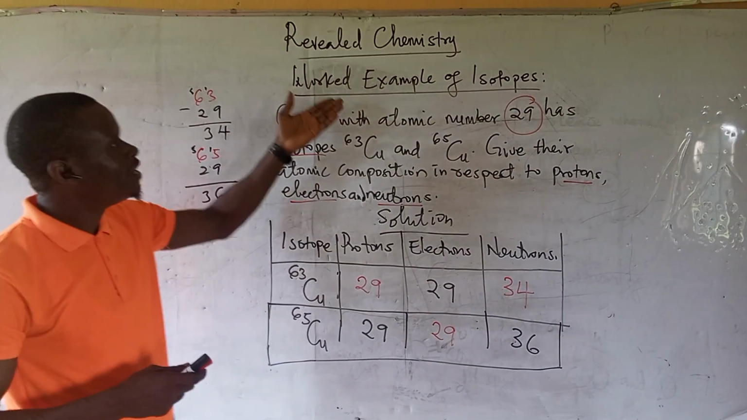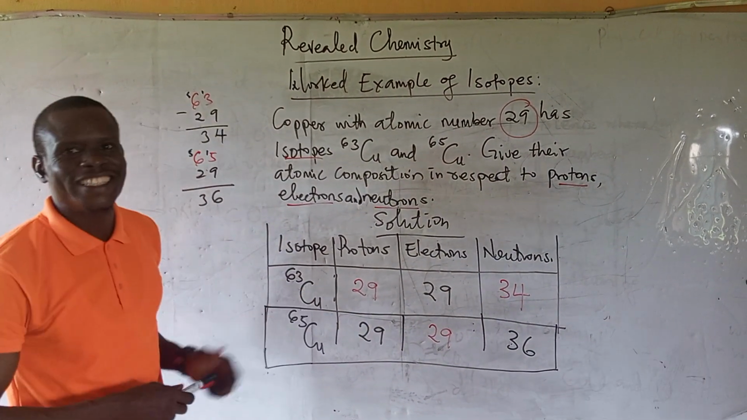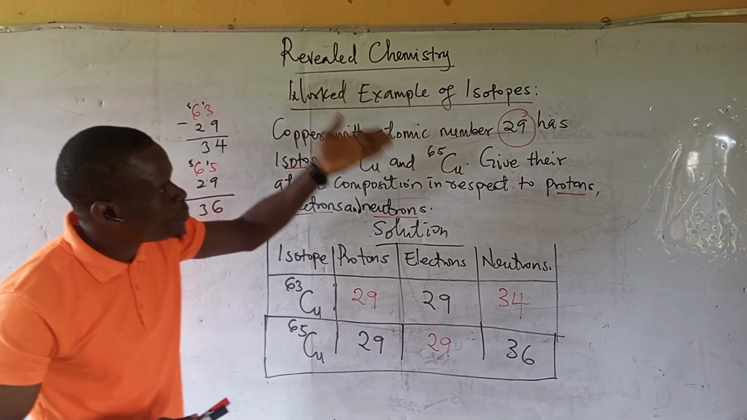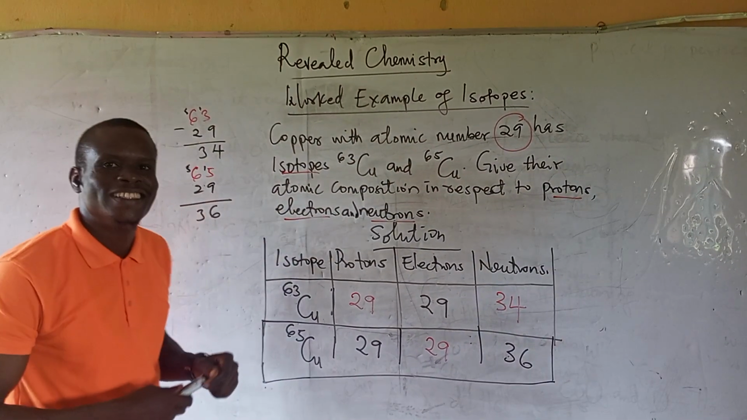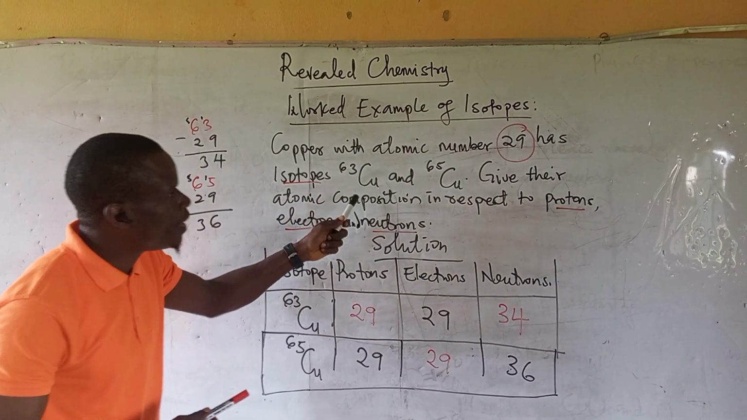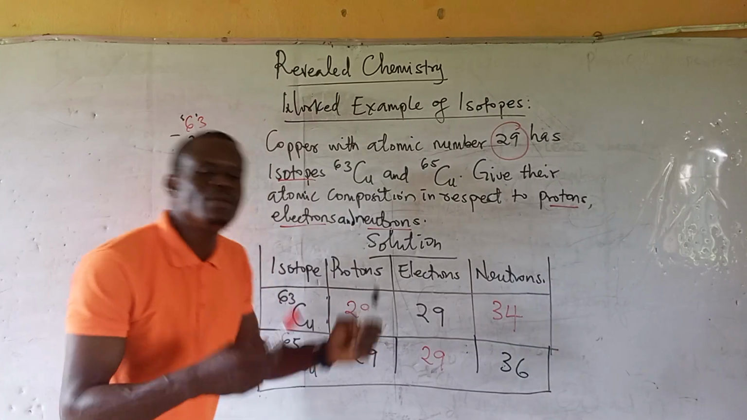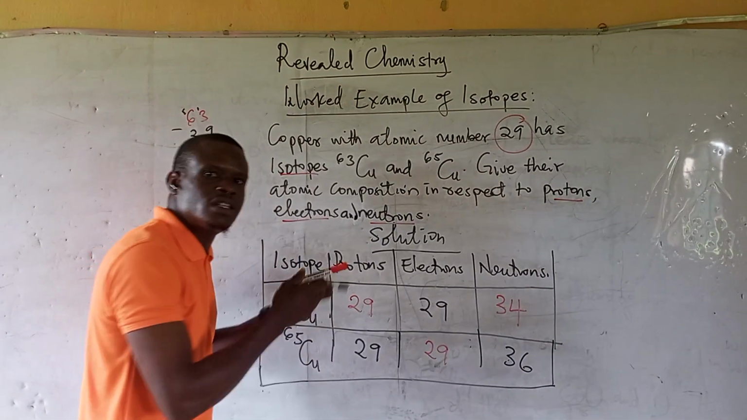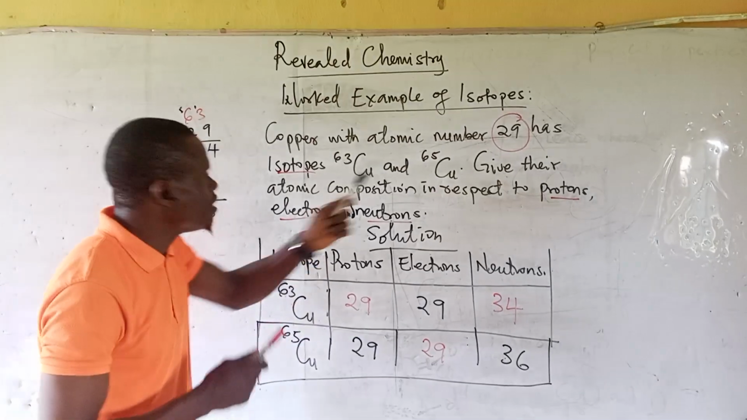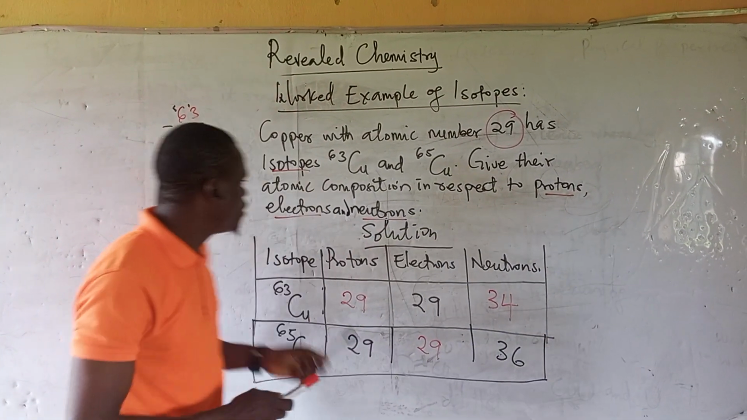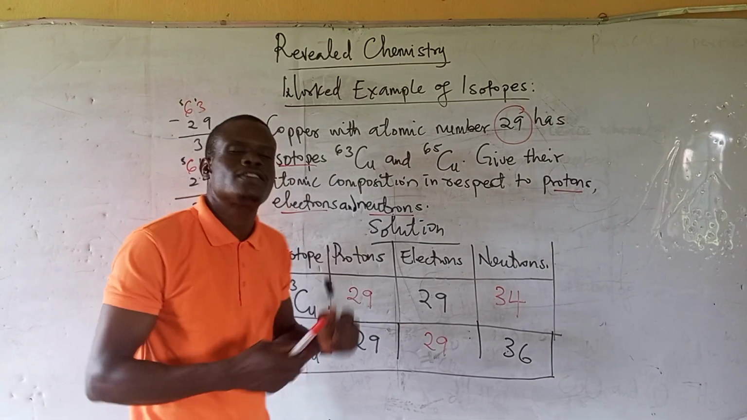So when you see such a question, how do you deal with it? It's very simple. Copper with atomic number 29 has isotopes 63 copper and 65 copper, which means that copper has 2 isotopes, 63 and 65. Give their atomic composition in respect to protons, electrons, and neutrons.